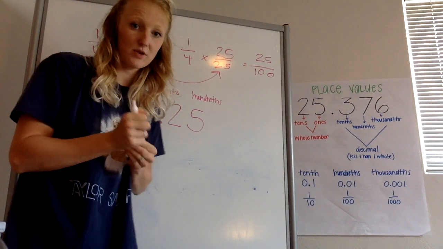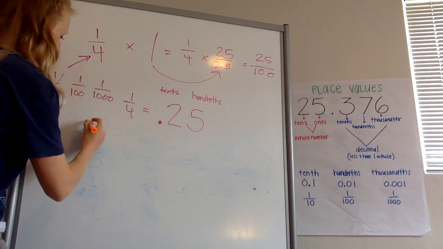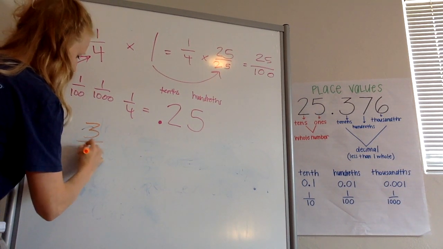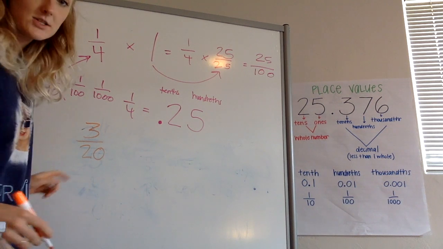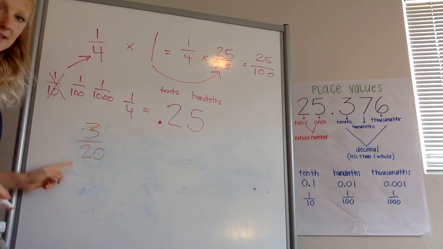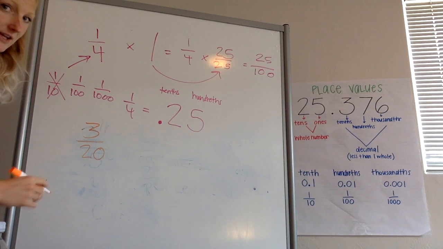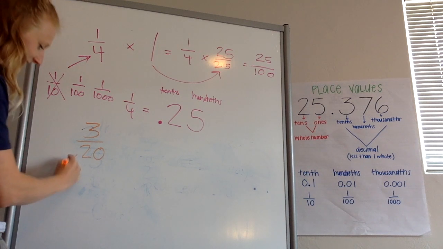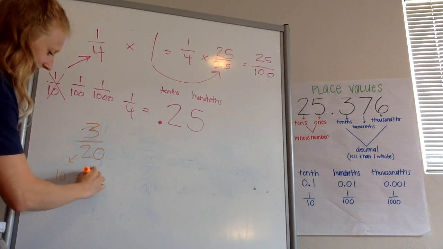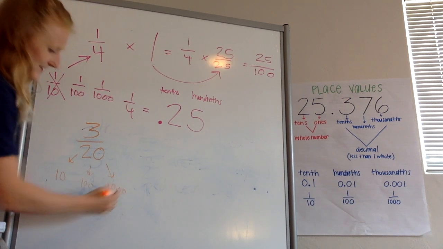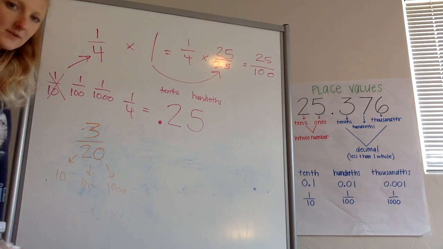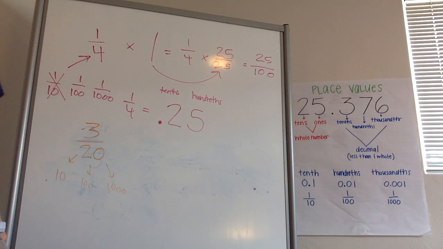Okay, this one's going to be crazy. You ready? 3/20. I don't want 20ths as my denominator. I want it to be either, say it with me, tenths, hundredths, or thousandths.